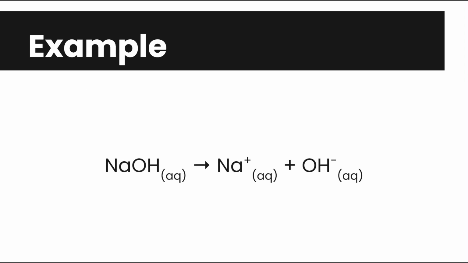Now, looking at an example, if we look at the dissociation of sodium hydroxide, we know that sodium hydroxide is a base because it creates hydroxide ions when it dissociates. And then the other product is sodium ions. But this hydroxide ion means that it is a base according to the Arrhenius theory definition.